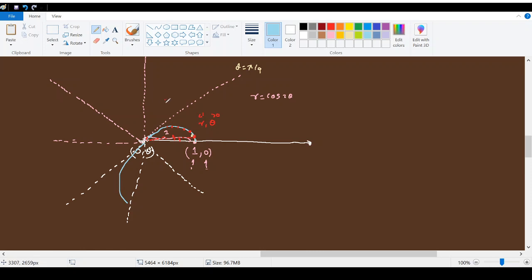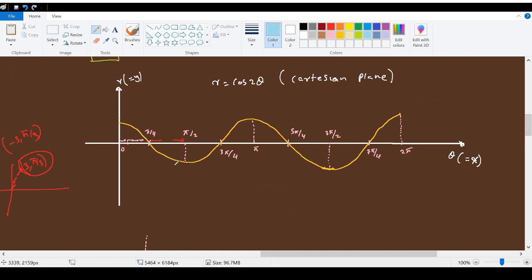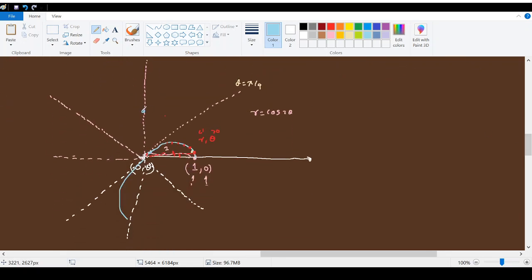Now see here, when theta is equal to pi by 2, what should be the value? When theta is equal to pi by 2, the value of r will be equal to -1. So first plot the pi by 2 point, which is in here with the radius 1, and then because it is a negative radius, we will take the exactly opposite point. So this is the first portion and this becomes the second portion.